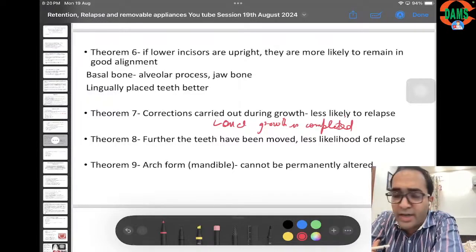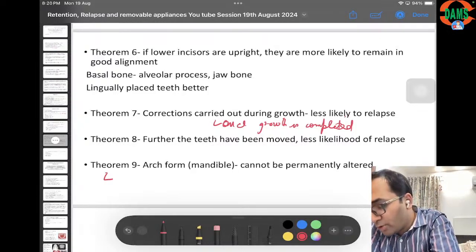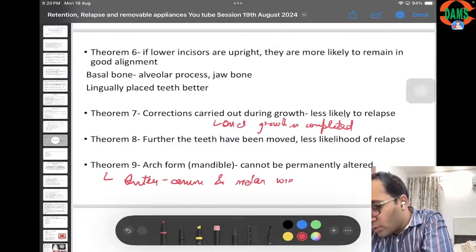And theorem number 9, arch form cannot be permanently altered, which means, as I've already told, the intercanine and the intermolar width should not be changed.